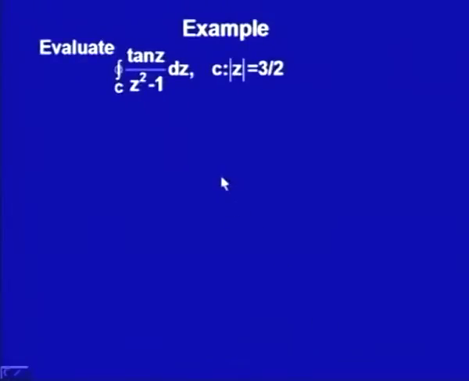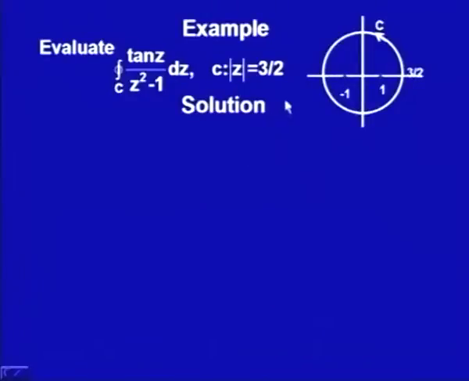Now, let us do one more example. Evaluation of the integral of tan z upon z square minus 1 on the contour C, where the contour C is the circle centered at 0 with radius 3 by 2. See how we are going to solve it. Let us first see what our contour is. Our contour is this circle with radius 3 by 2 centered at 0.